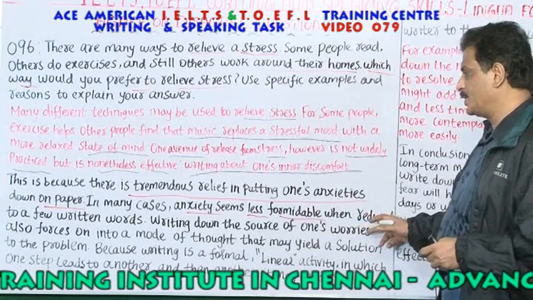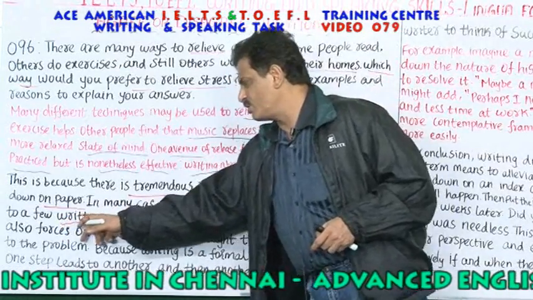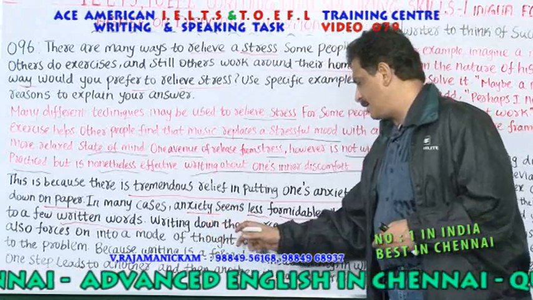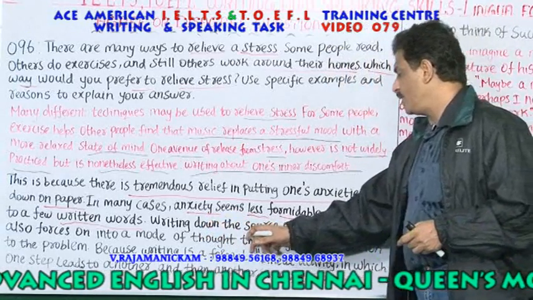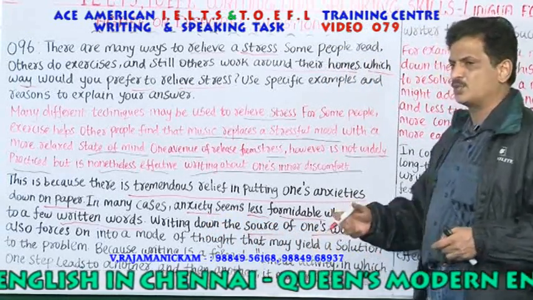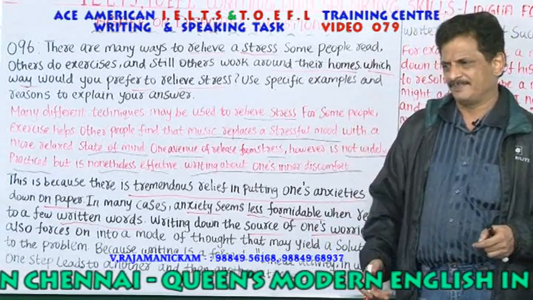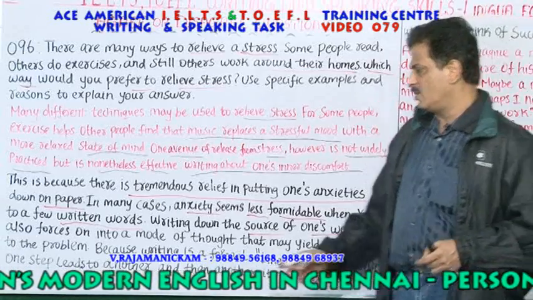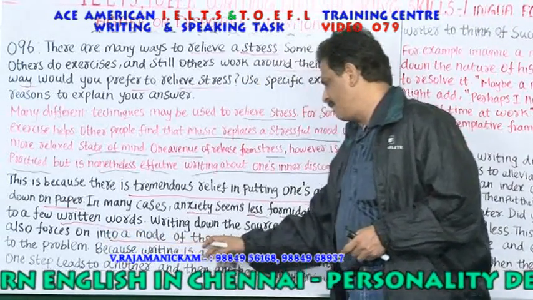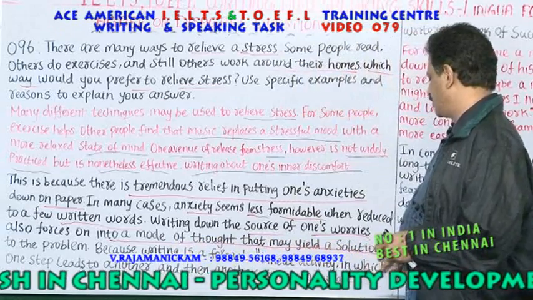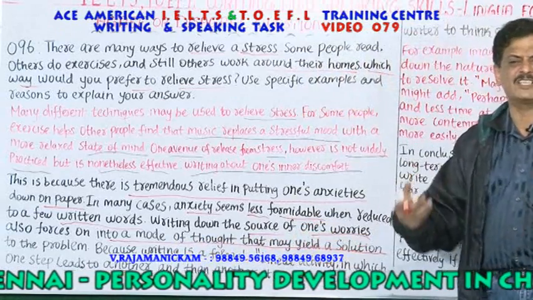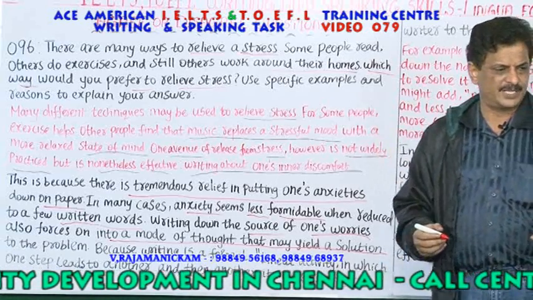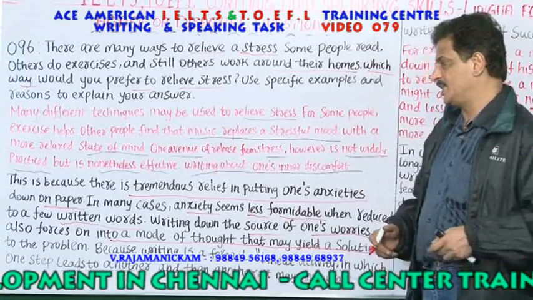So here, when reduced to a few written words, all your mental problems you are writing in a few written words. What happened? Writing down the source of one's worries. What do you mean by source? The base of one's worries. What is your base? Your base means the reason, the important thing for all your worries, also forces one into a mode of thought that may yield a solution. So this may yield means what? Give a solution. So when you start writing all your problems on paper, it gives a solution.